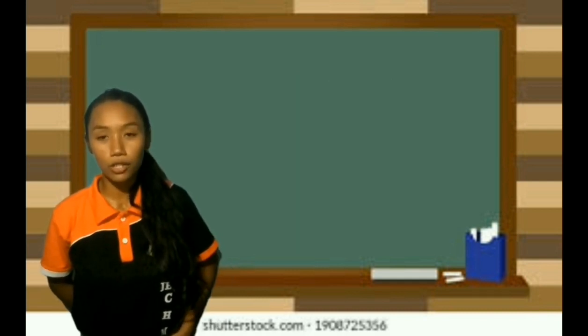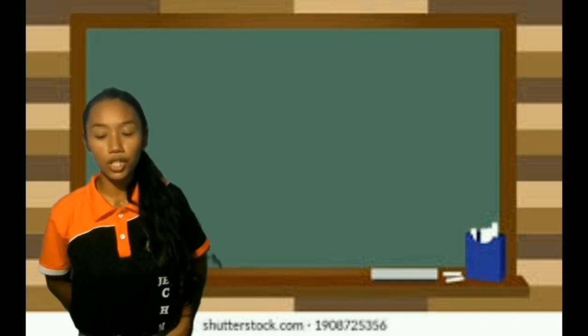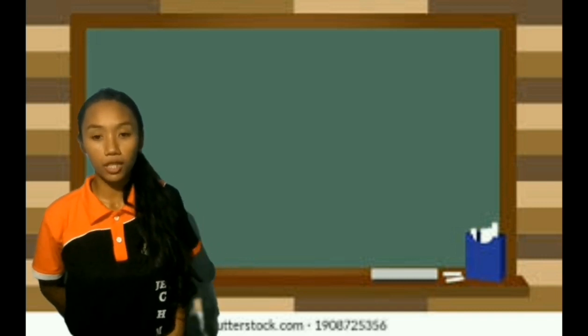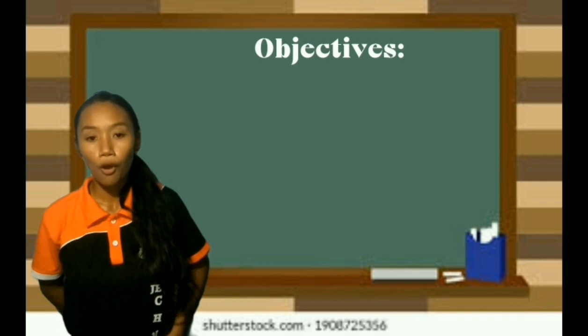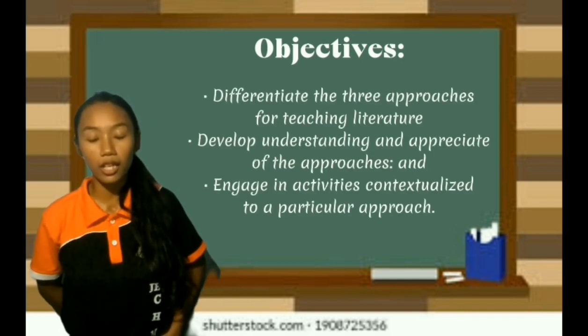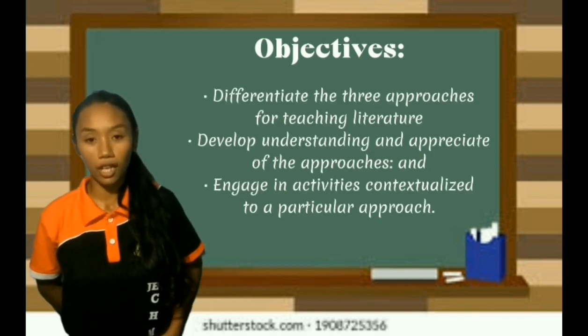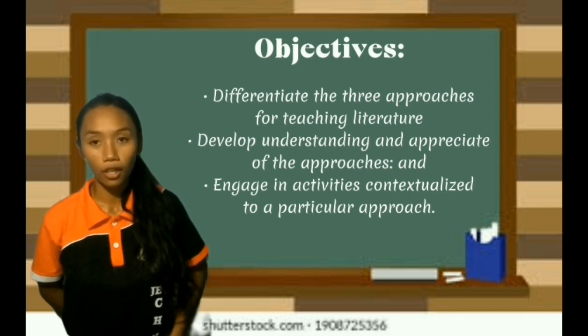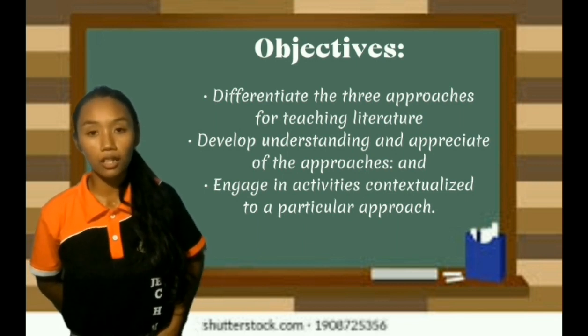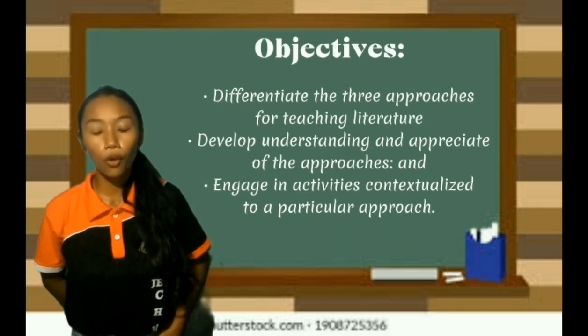We are now on Lesson 3, Approaches in Teaching Literature. Learning objectives. At the end of this lesson, students are expected to, first, differentiate the 3 approaches for teaching literature. Second, develop understanding and appreciation. And third, engage in activities contextualized to a particular approach.